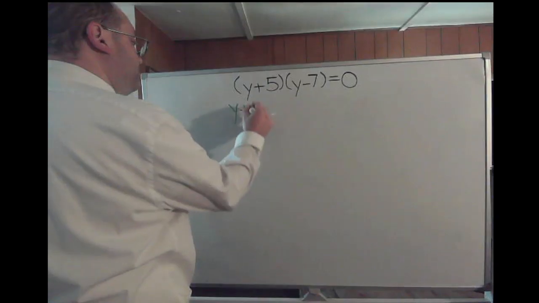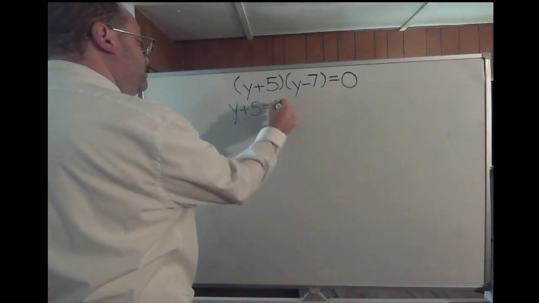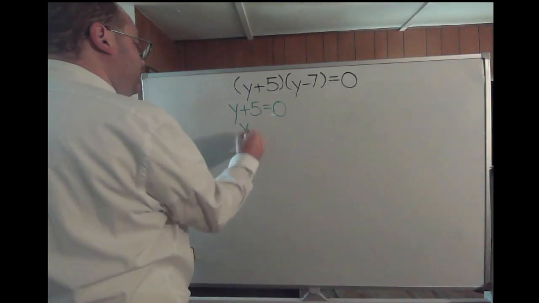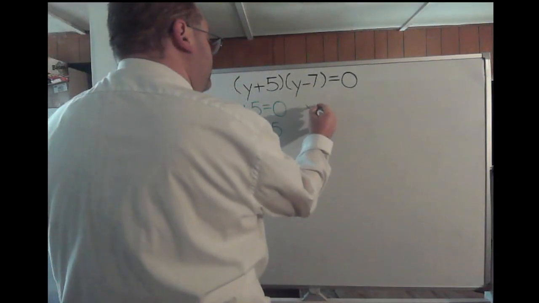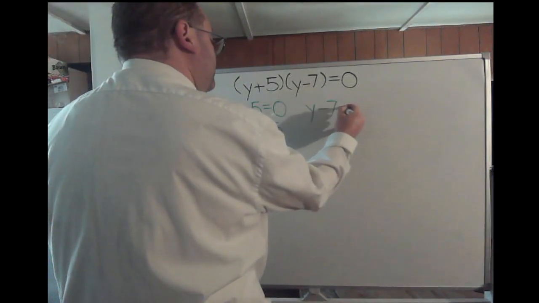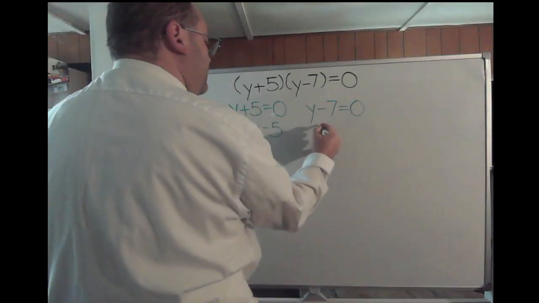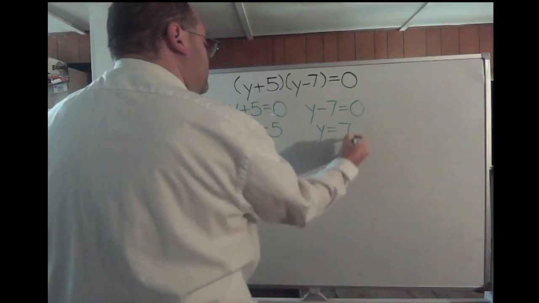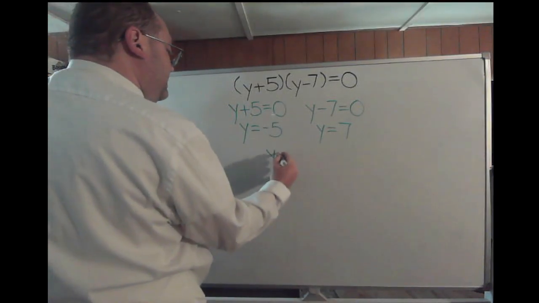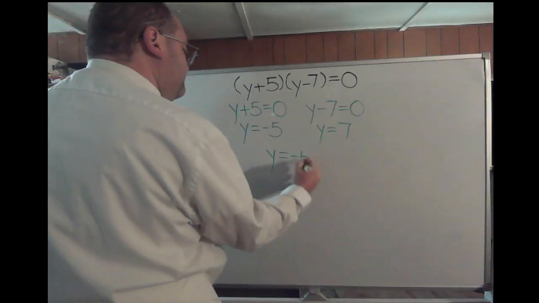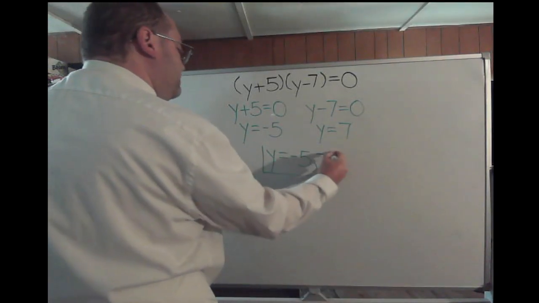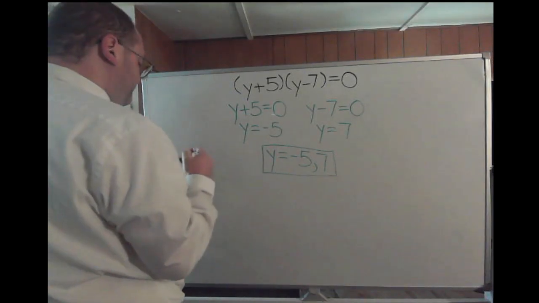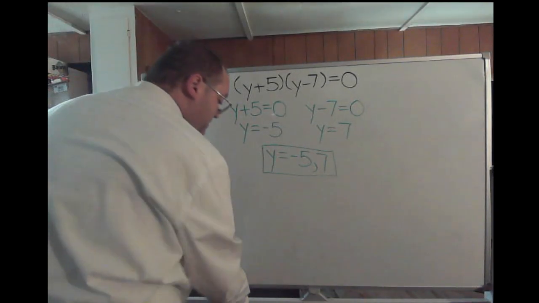So we have y plus 5 equals 0. Well, y would equal negative 5. Then we have y minus 7 equals 0. Well, then y would equal 7. So you can write it like this: y equals negative 5 comma 7. And that would be your answer. Y would equal negative 5 and positive 7.